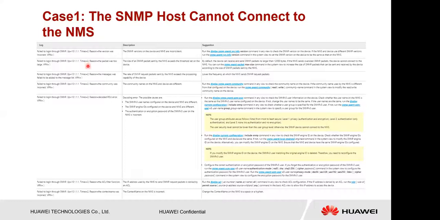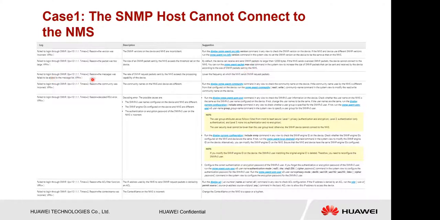The next reason is the packet was too large. The size of the SNMP packet sent by the NMS exceeds the threshold set on the device. By default, the SNMP packet is not more than 12,000 bytes. If the NMS sends an oversized packet of more than 12,000 bytes, the device cannot connect to the NMS. So you need to modify the packet size by using this command, snmp-agent packet, and after that, you can specify the size of the packet.